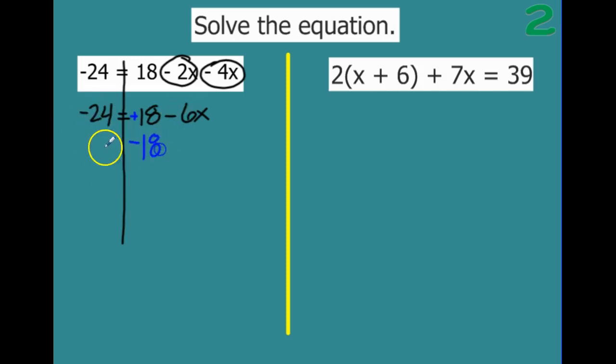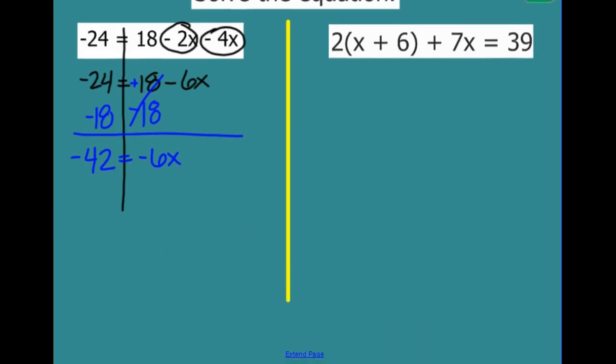So subtract 18. These are all negatives, so add them up. That should give us a negative 42 and a negative 6x over here. The opposite of multiplying is divide, so divide by negative 6. Those eliminate. We have x equals now a positive 7. 6 times 7 is 42.